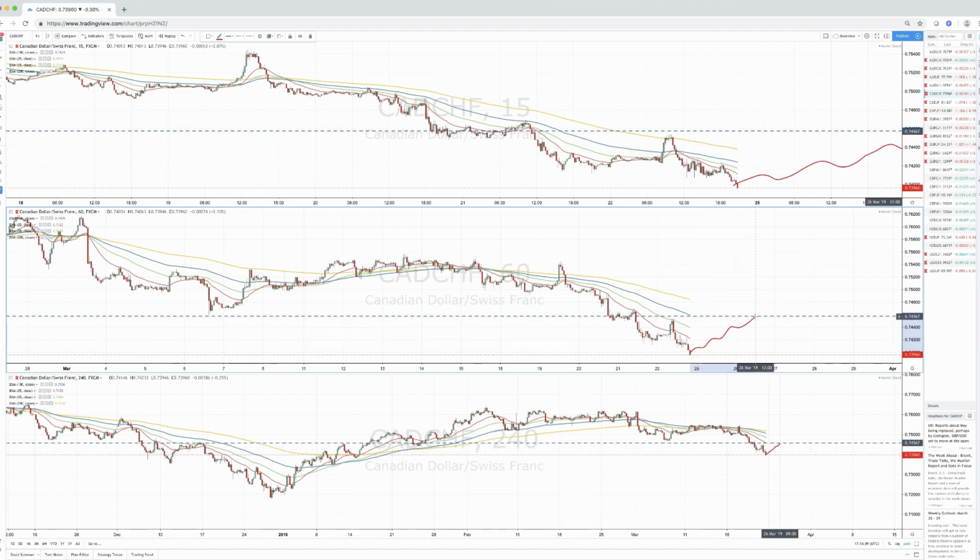some sort of a pullback up to here, we can then look to play the trend line break, or we could play a 1, 2, 3 reversal at that level. Either or would work out well for us and would represent a good price action setup.